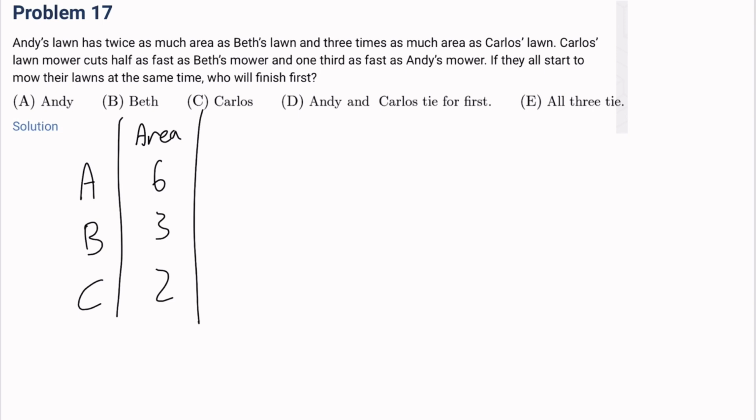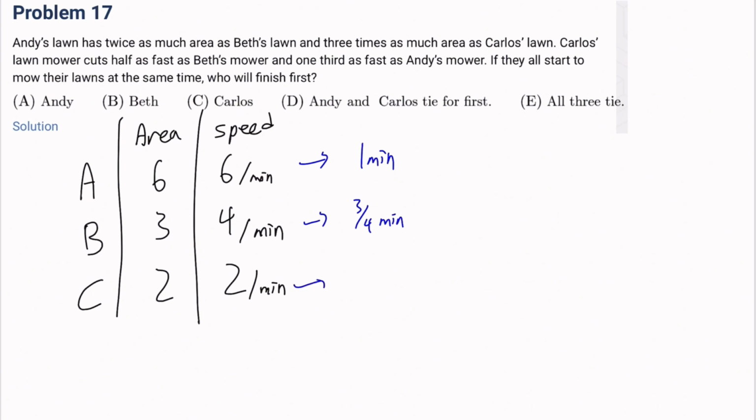But now let's compare by speed of the mowers. Carlos is half as fast as Beth and 1/3 as fast as Andy's. So if Carlos's lawnmower cuts 2 acres per minute, then Beth would go 4 acres per minute, and Andy would go 6 acres per minute, right? So 6 acres per minute, that is really fast. 4 acres per minute, that is also really fast. And 2 acres per minute, that is also really, really fast. And so here Andy would take 1 minute, and Beth would take 3 over 4 minute, and Carlos would take 1 minute, right? So who will finish first?